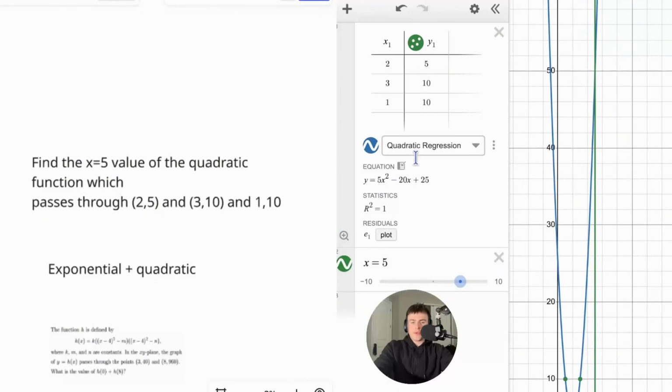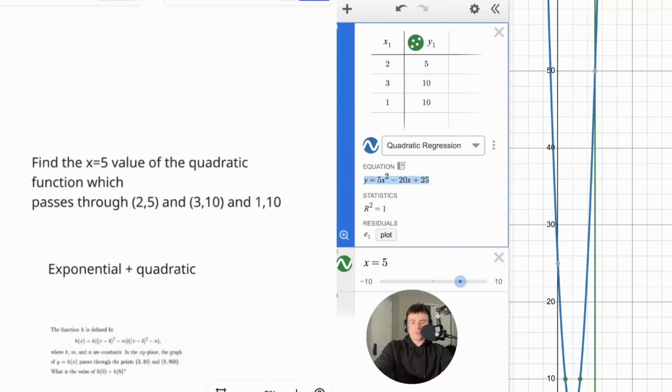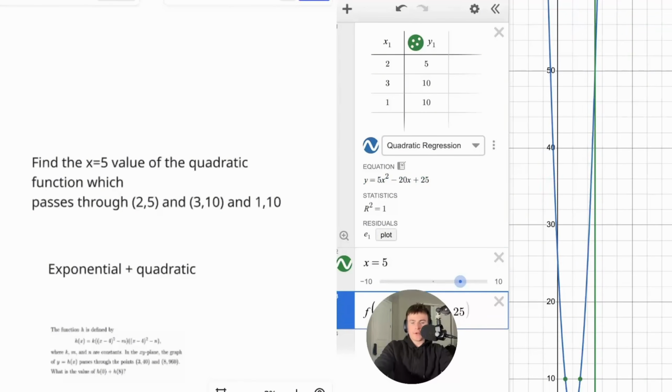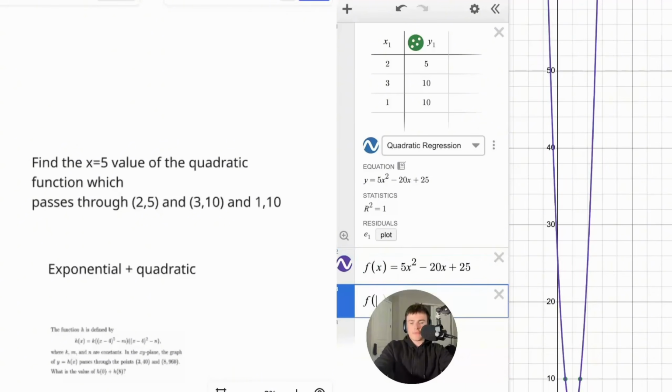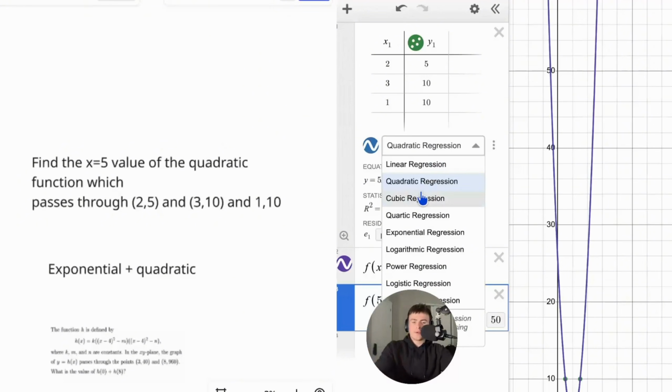What you could also do is just take this equation and put it on a separate line and change it out for f of x, and then just say f of 5, and it tells you the answer is 50. You can do that. That's fine. It doesn't really matter. Now, the gist is, if you have a quadratic, an exponential, a linear, sometimes cubic and quartic, but not really, it's usually just those 3, you just type the points in and change it to that format to get the answer to whatever you're looking for.